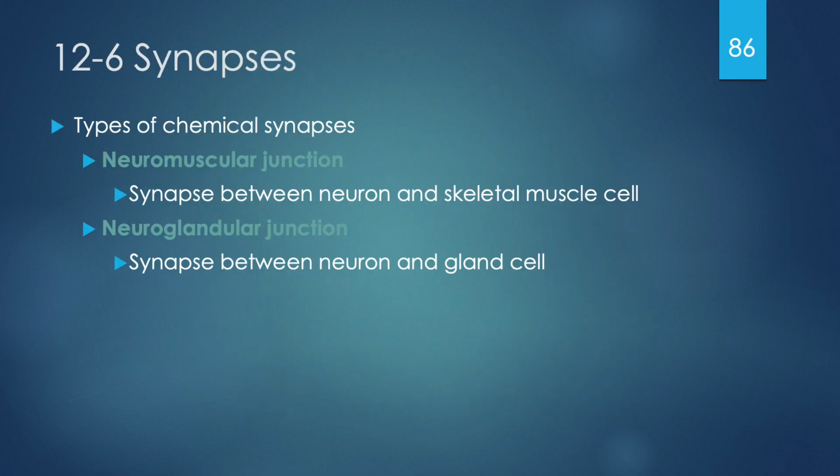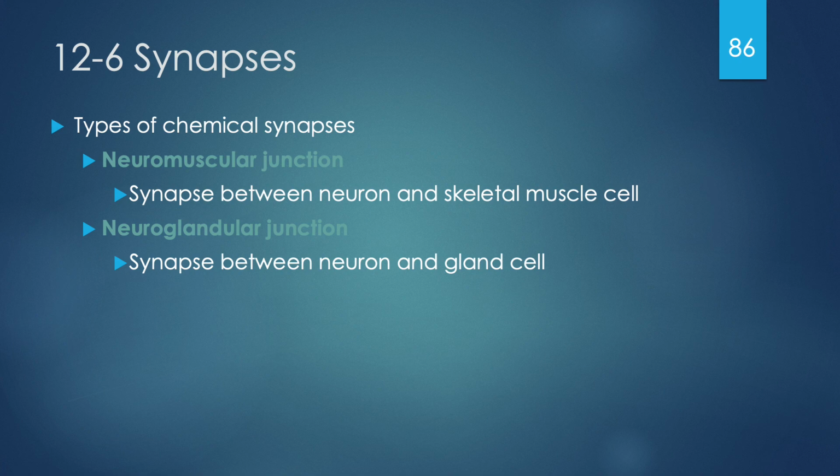In addition to chemical synapses that are in between two different neurons, there are also chemical synapses that will communicate between two different types of cells. So the neuromuscular junction chemical synapse is going to be the synapse that is in between a neuron and a skeletal muscle cell. So in this case, the neuron is going to be the presynaptic cell, and the skeletal muscle cell will be the postsynaptic cell, because in the synapse between them, the neuron comes first, and then the skeletal muscle cell comes afterwards.